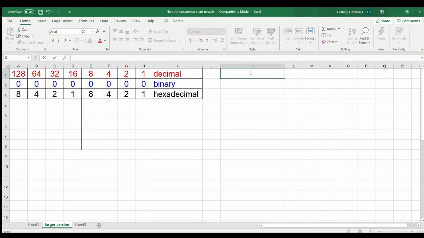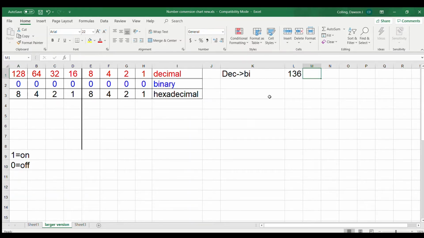Let's start off with an easy one. Let's start off with converting decimal to binary. And let's convert, let's say, 136 into a binary value. Now, in the world of computers, binary is their language. They run on ones and zeros. And one thing to remember is a value of 1 equals on, and a value of 0 equals off. So where exactly do we start if we want to convert this into a binary value?